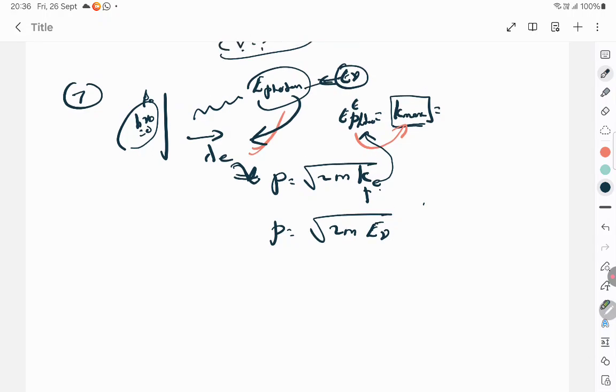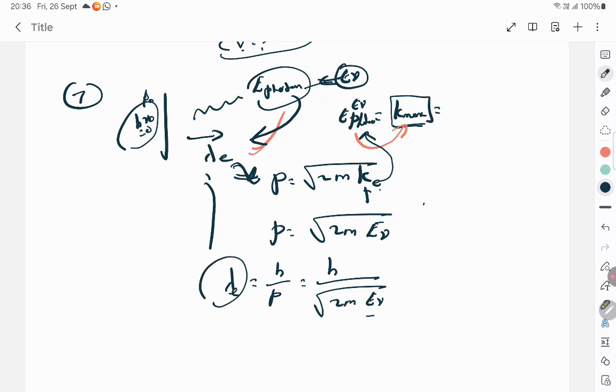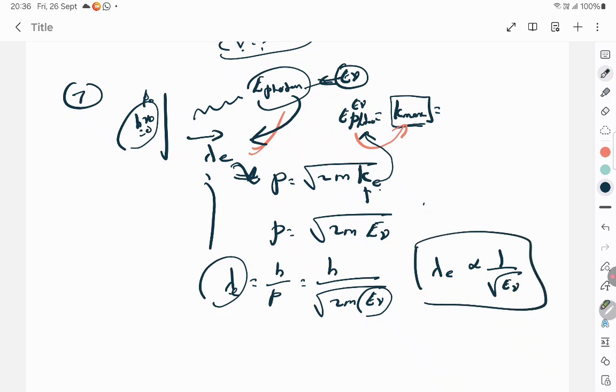The energy of the photon is E = hν, is what they are saying. So substitute it here. Once you do that, lambda is equal to h by p, the de Broglie wavelength of this electron, lambda e or lambda, which is h by root of 2 m e ν. Can you see that the wavelength of the electron and the incident energy are inversely proportional, and also square root of incident photon energy? This is the relationship.